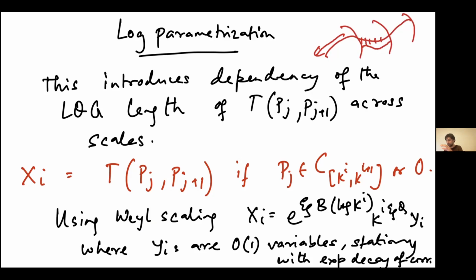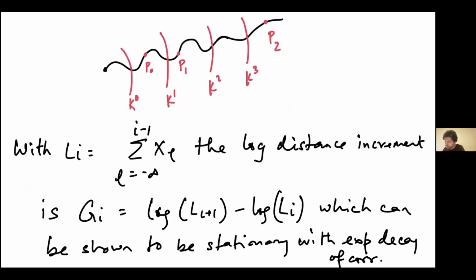But okay, so the renewal structure is there. There's exponential decay of correlation. The renewal structure can also be seen in this log parametrization using properties of the Gaussian free field. And so this allows us to use the law of large numbers for renewal processes, for stationary processes with exponential decay of correlation, to get the main results. Okay, so that's the upshot.